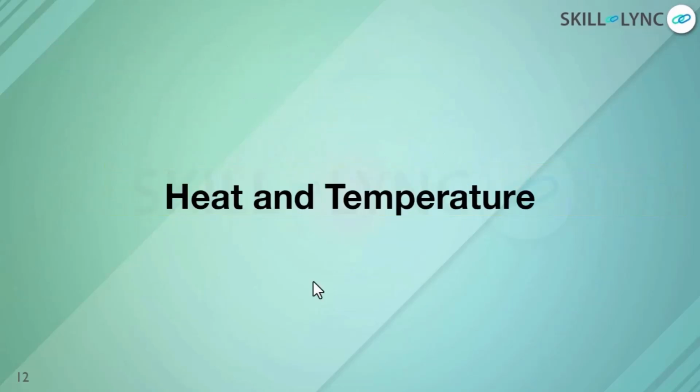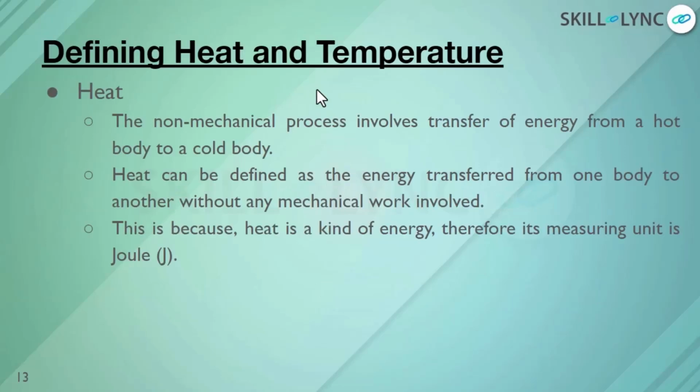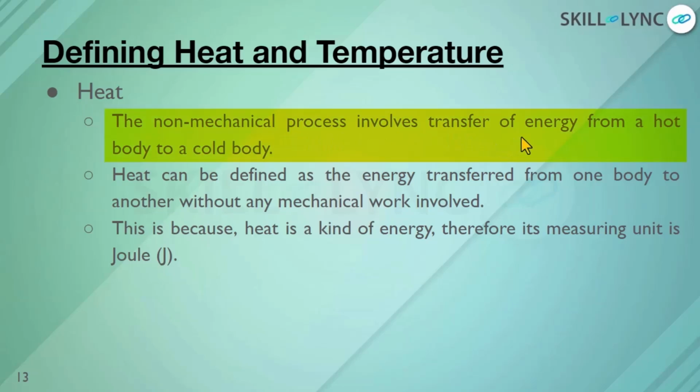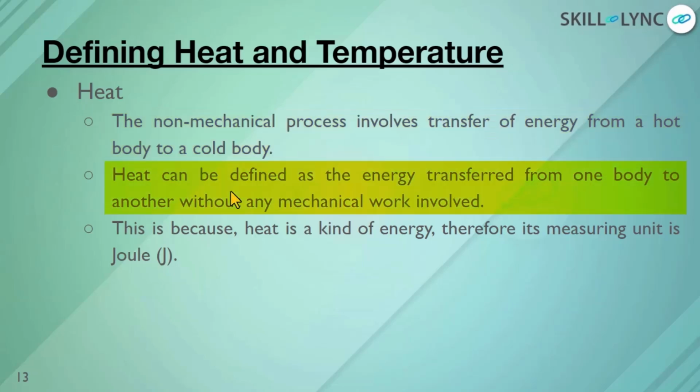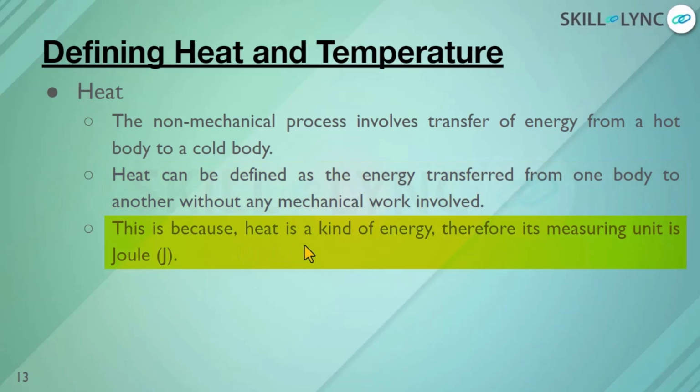Further, we are going to study about heat and temperature. Defining heat and temperature. So what is heat? Let's study in this slide. The non-mechanical process involves transfer of energy from a hot body to a cold body. Heat can be defined as the energy transferred from one body to another without any mechanical work involved. So, as the statement says, there will be a transfer of energy. So, heat is a kind of energy, but there will be no mechanical work involved in that. Thus, the definition of heat can be redefined as the energy transferred from one body to another without any mechanical work involved. This is because heat is a kind of energy and therefore its measuring unit is joule.